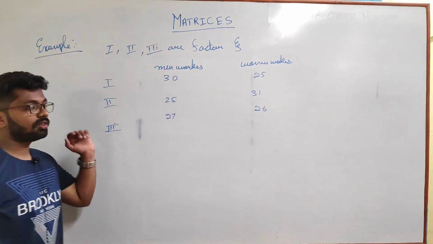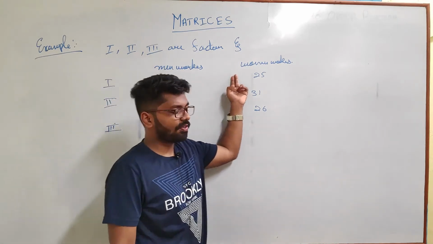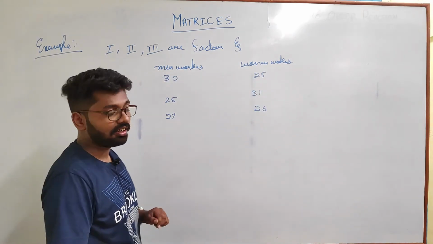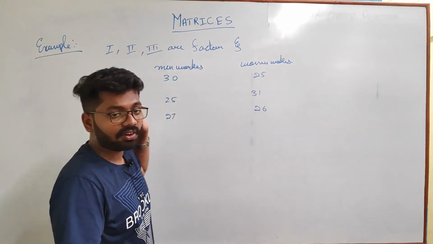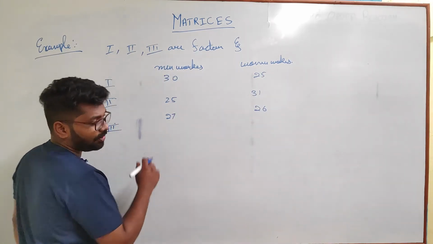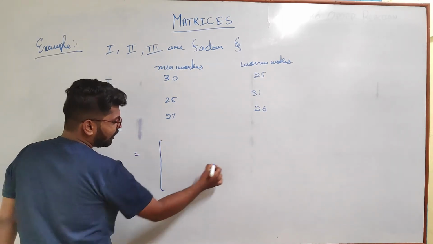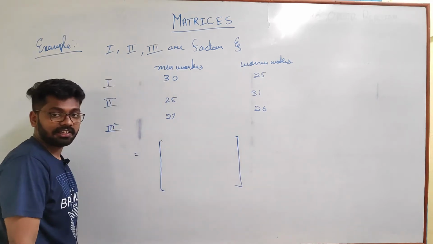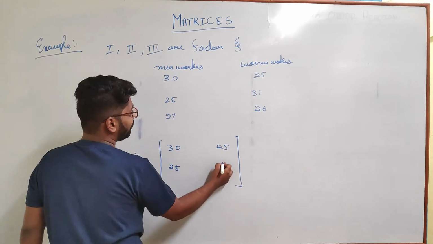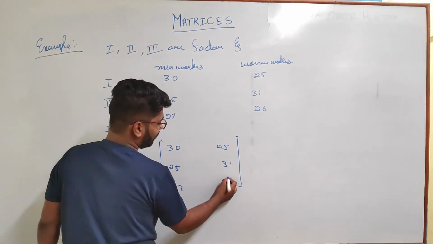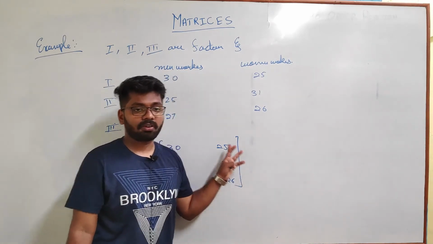Let us see one example. 1, 2, 3 are factories, and the number of men and women workers is given. They are asking us to represent this information in the form of a 3 by 2 matrix. How are we going to represent it? First you put square brackets, then write all the information as 30, 25, 31, 27, 26. This is how you represent the rows and columns.